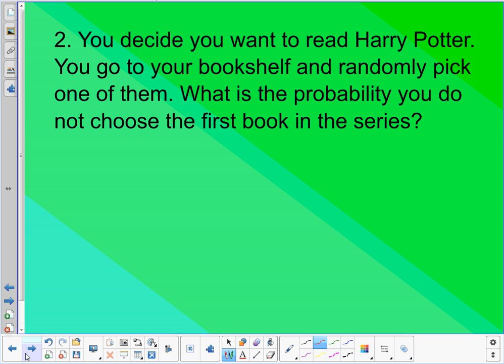If I look at number 2, it says you decide you want to read Harry Potter. You go to your bookshelf and randomly pick out one of the books. What's the probability that you do not choose the first book in the series? Do not. This is one of those evil test maker tricks because they like to sneak those not words in, those words that negate whatever you're looking at, because it just messes with you.